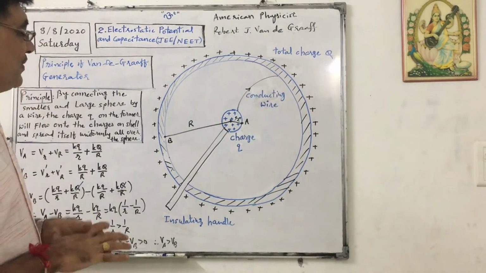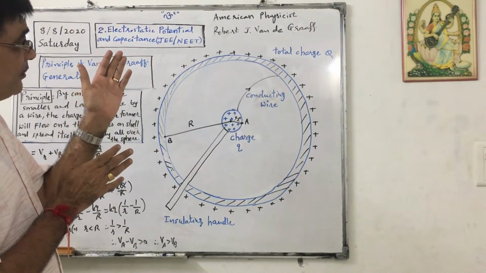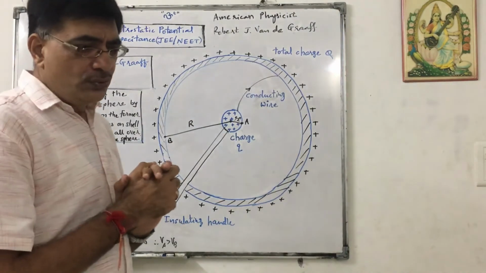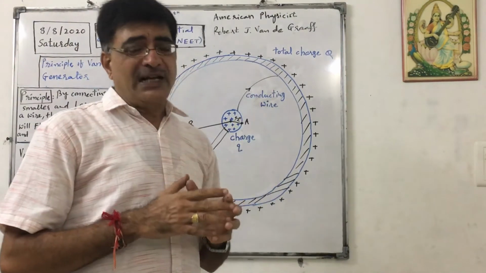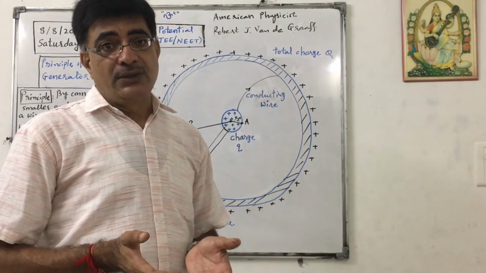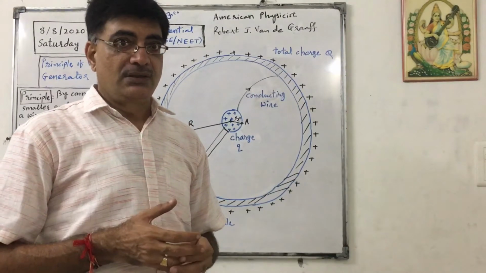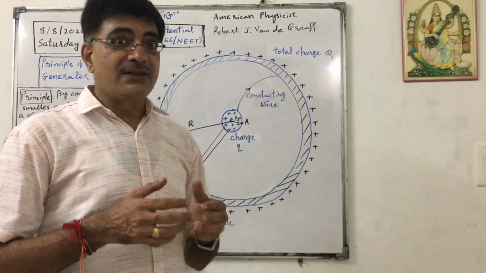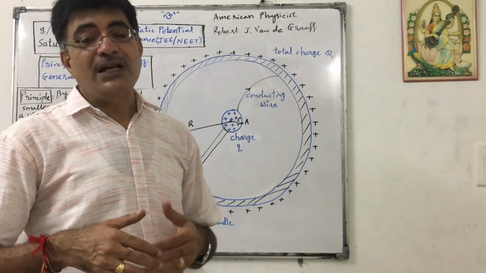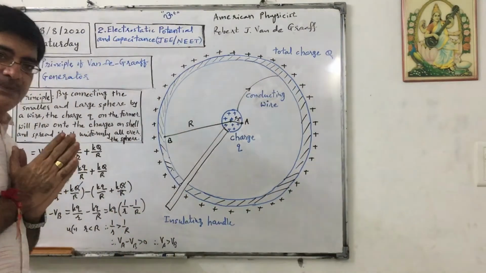Actually, what is it? It was designed by American physicist Robert J. Van de Graaff. The purpose was to store the maximum possible charge on a sphere to obtain a maximum potential difference of up to a million volts, to accelerate charged particles. That is called application, which we will learn next time. So today we are discussing the principle.